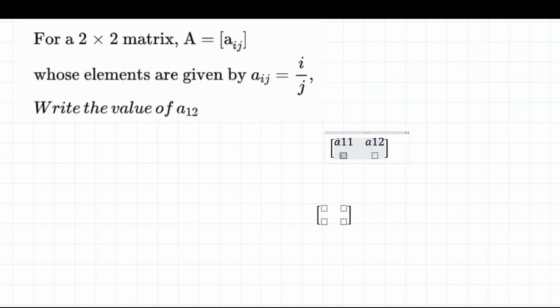That's what we read. The next is A21, second row and first column. The third one is A22, where the row is 2 and the column is 2. What we have to find out in this case is just the value of A12. So here I replace i with 1 and j with 2. The i stands for the row and the j stands for the column.